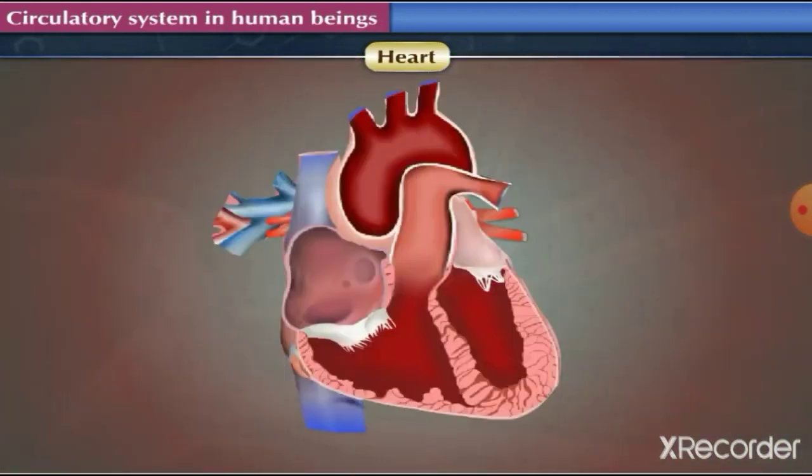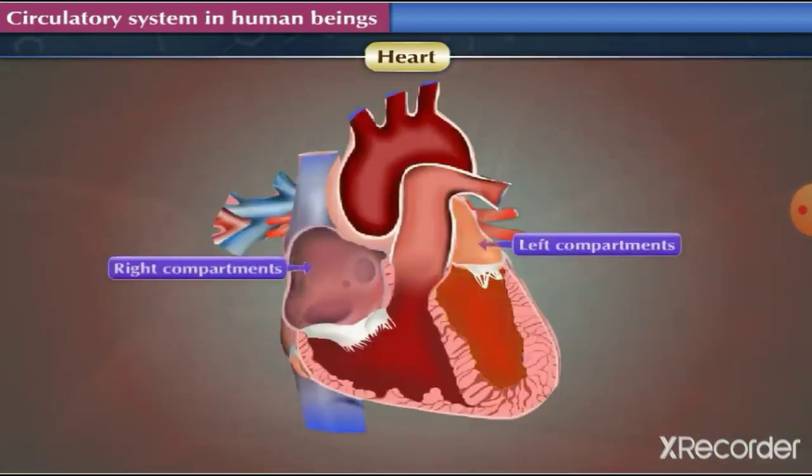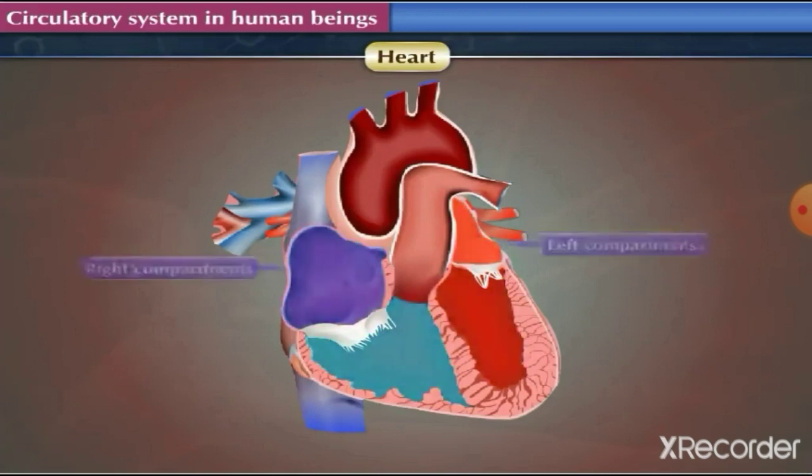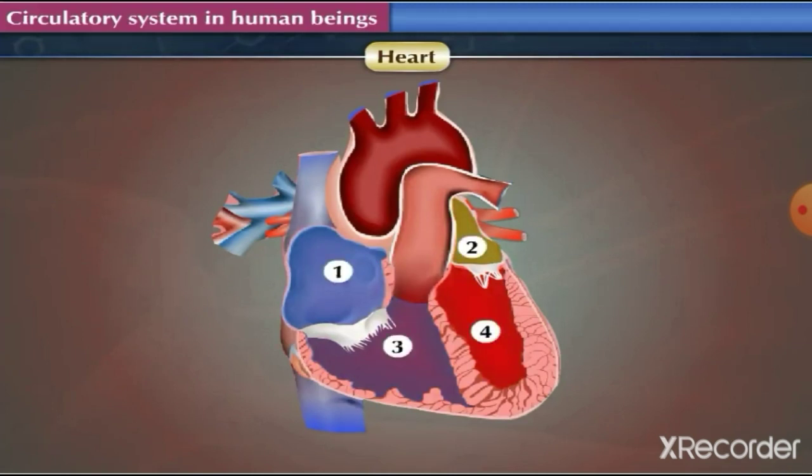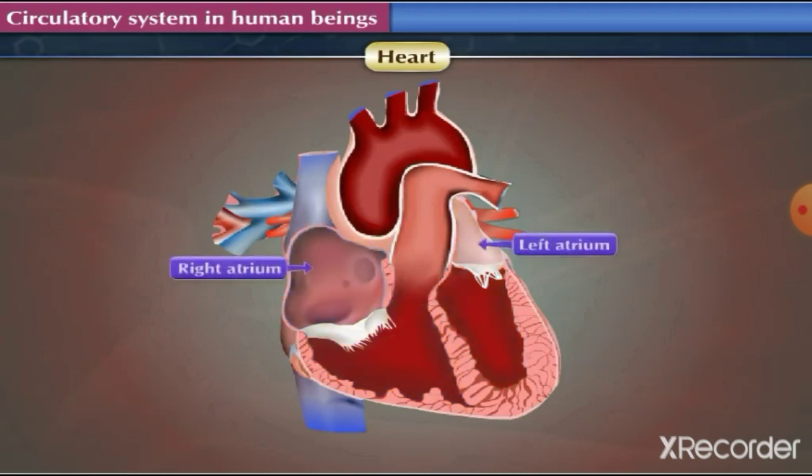Internally, heart is divided into left and right compartments by a vertical partition. Each of these components are further divided into two chambers. Thus, in all, human heart consists of 4 chambers. Upper chambers are called atria, singular, atrium, and lower chambers are called ventricles.